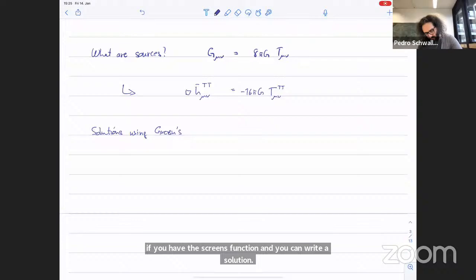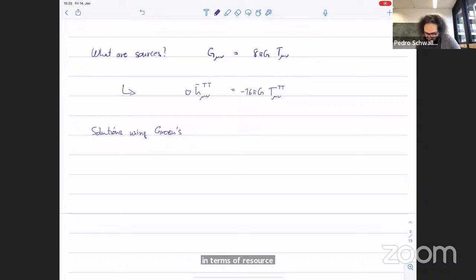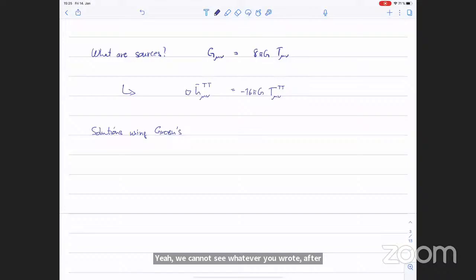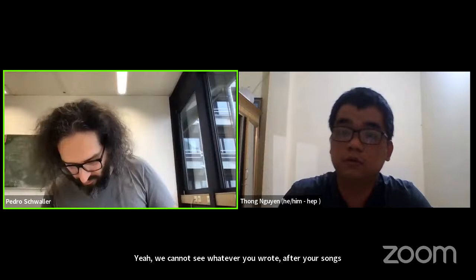Oops. I think I stopped screen sharing, apparently. We cannot see whatever you wrote after you wrote solution using Green's function. So let me, maybe I briefly disconnected.